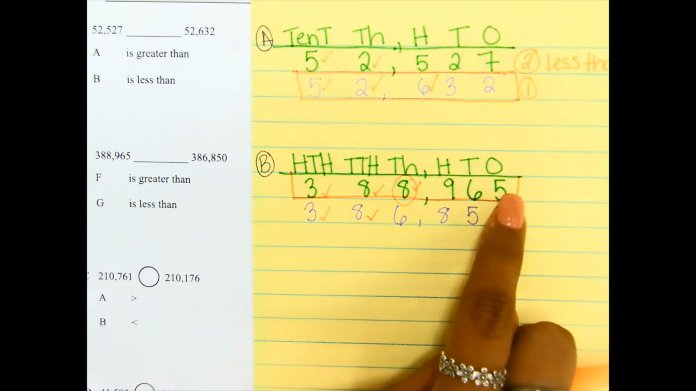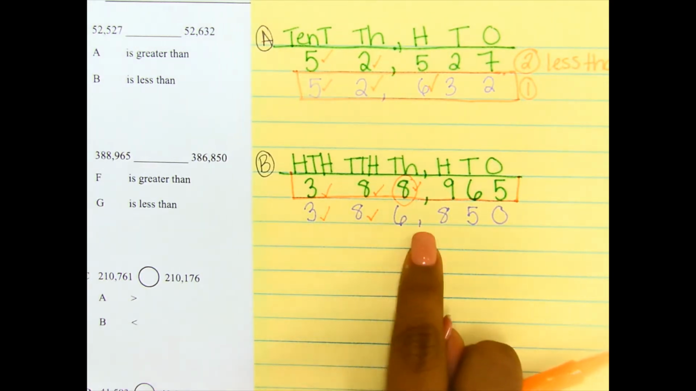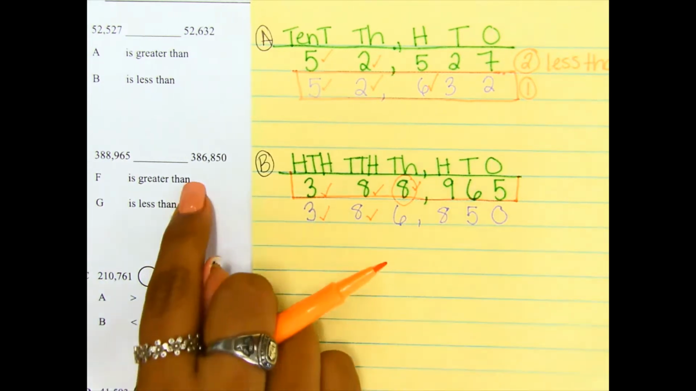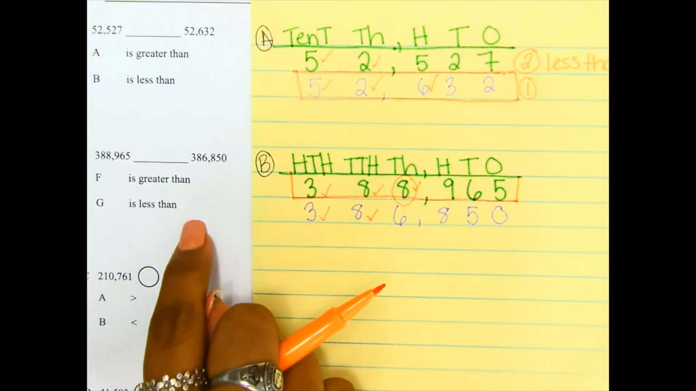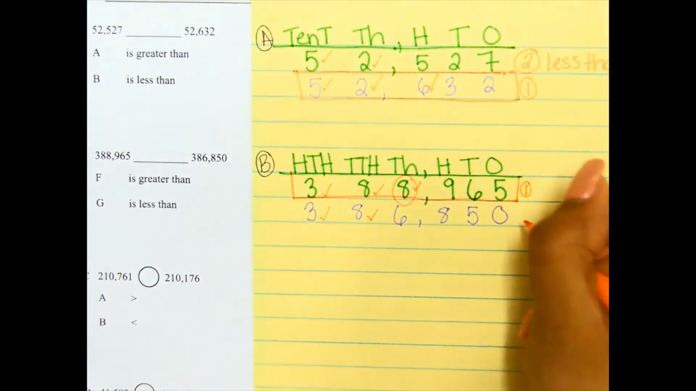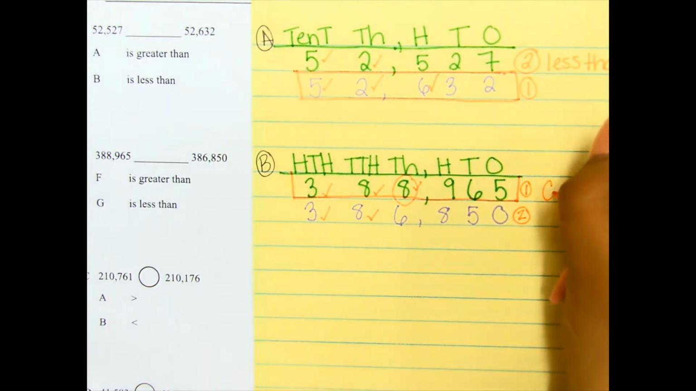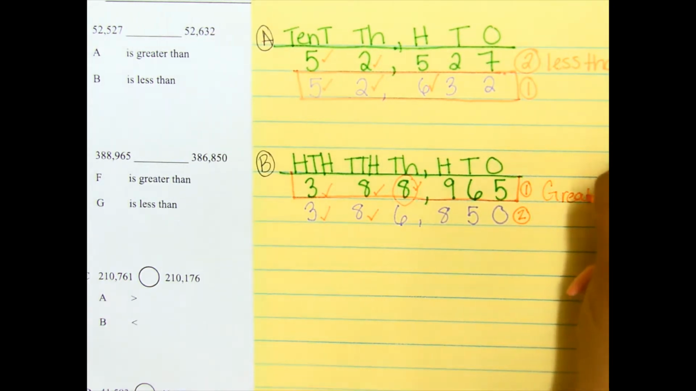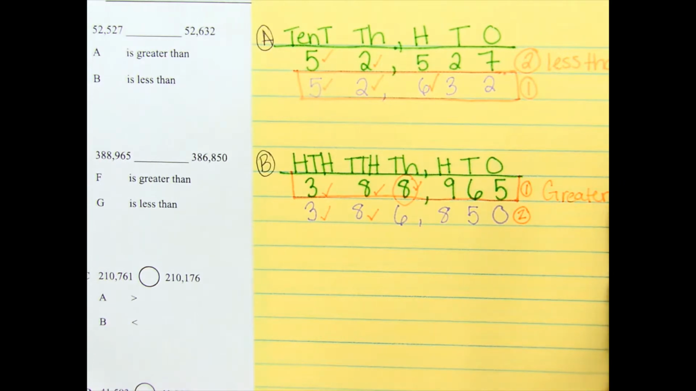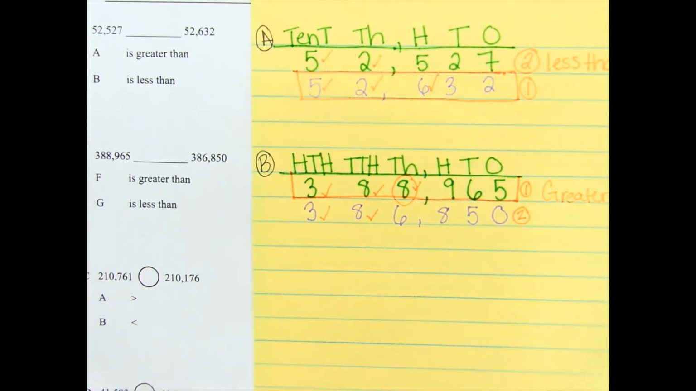388,965 is what to 386,850? Is it greater than or is it less than? Well, we already decided that this is greater, so I'm putting a 1 and a 2 here. So this is greater than. This is greater than. So my answer should be F. Perfect. Great job.